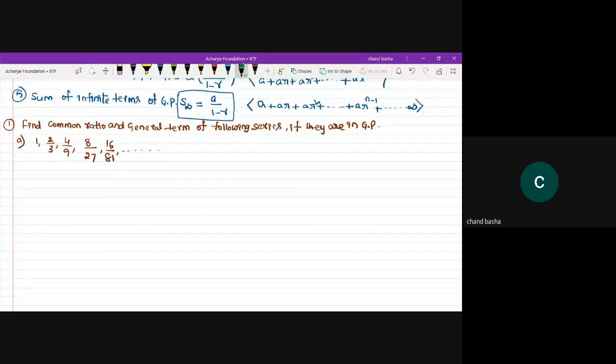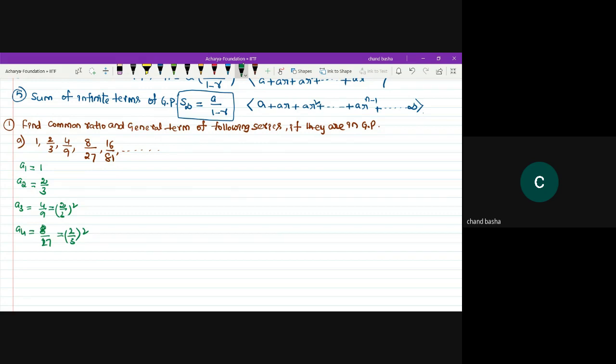Let's see here, guys. A1 is equal to 1. That is the first term. A2 is equal to 2 divided by 3. A3 is equal to 4 divided by 9. I can take it as (2 by 3) whole square for our convenience. A4 is equal to 8 divided by 27, (2 by 3) whole cube, and so on.